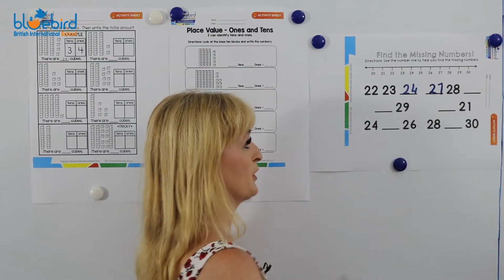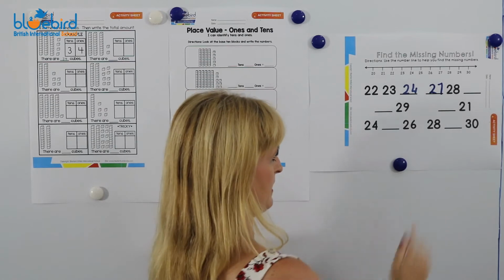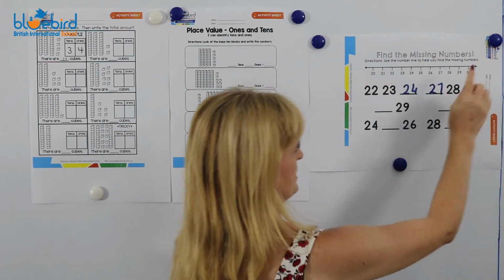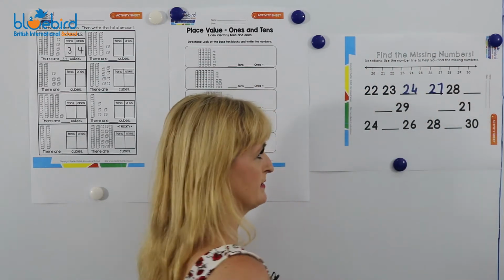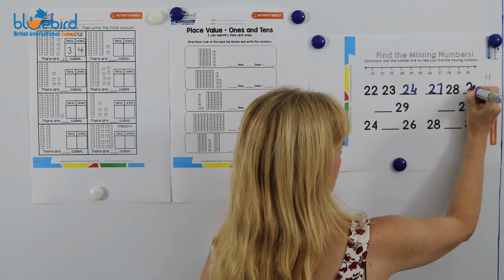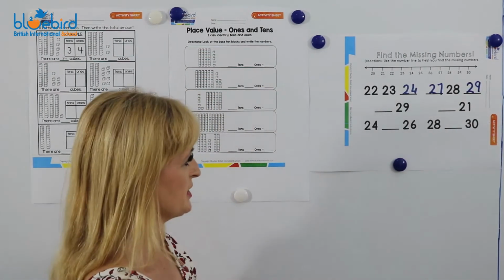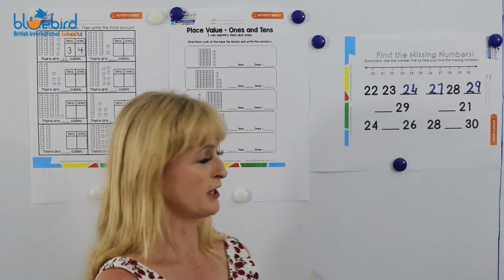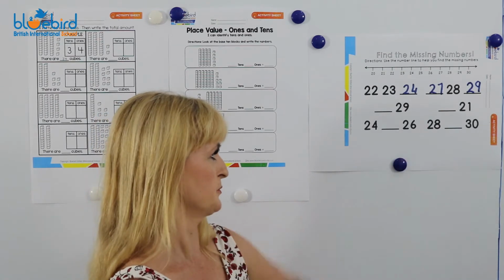And then we go the other way, one greater than 28. So not back this time, greater, we move forward. So 28, one forward is number 29. Okay, so each time, sometimes we're looking for the number before, sometimes the number after, and sometimes we're looking for the number in the middle.